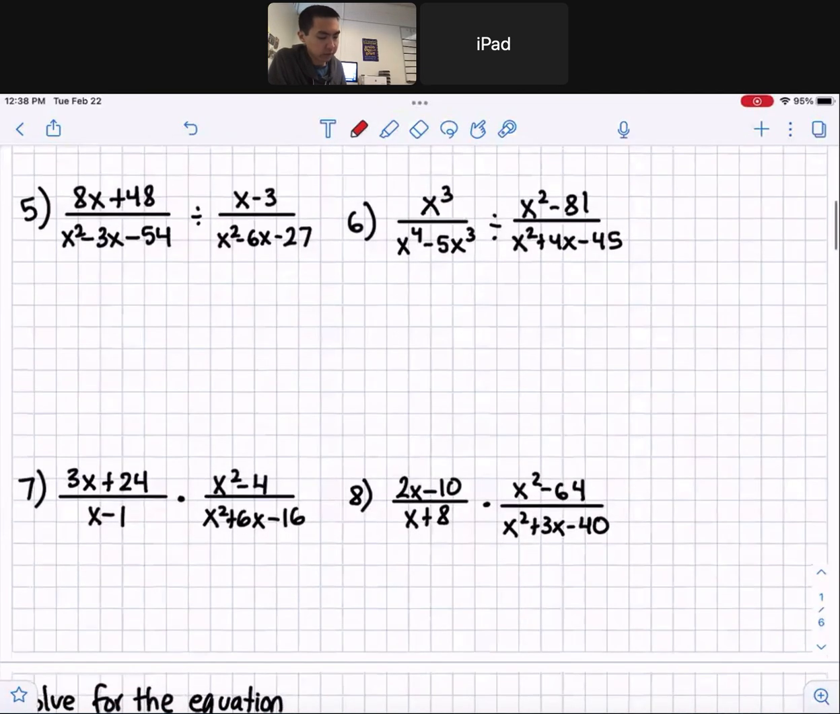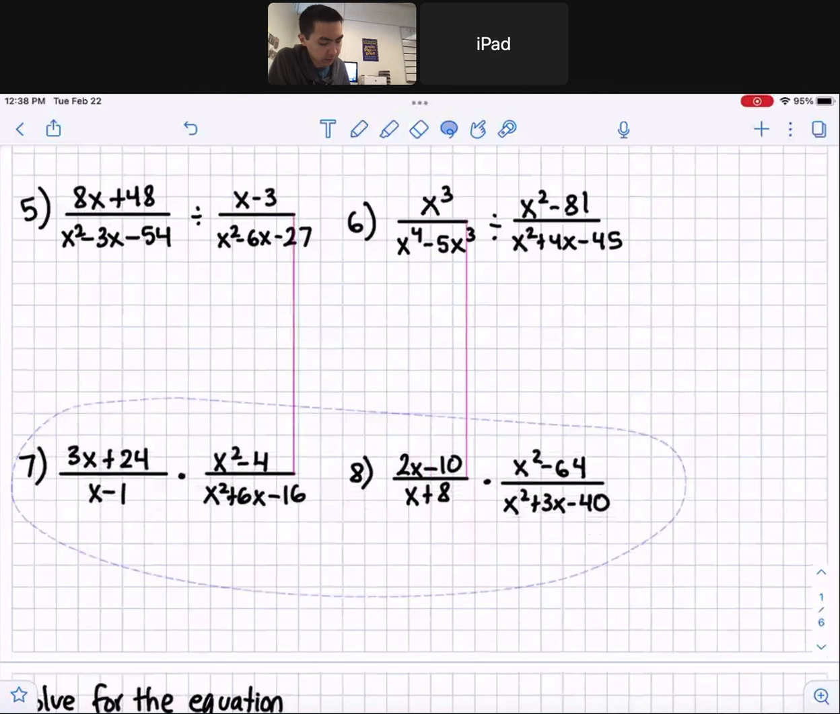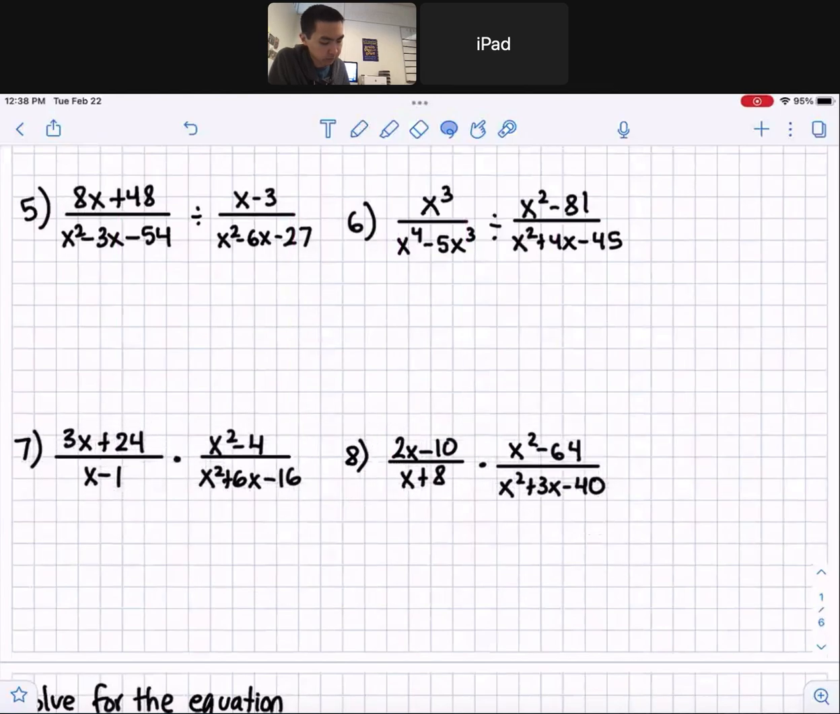Now with division and multiplication, for these, all you have to do is change them all to be multiplication and then cancel from top and from bottom. So because we have division, we should just rewrite everything so that we are dealing with multiplication, and then you take the reciprocal of this. Flip it: x squared minus 6x minus 27 all over x minus 3.